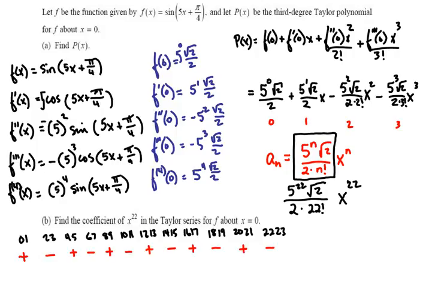And so from this I can see that the 22nd term will have a negative. Well, the coefficient of the 22nd term will be negative. Now don't include the x to the 22nd. It's just asking for the coefficient of x to the 22nd. And so that's negative 5 to the 22nd square root of 2 over 2 times 22 factorial.